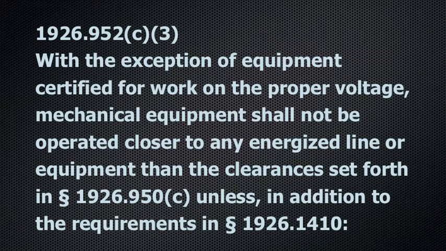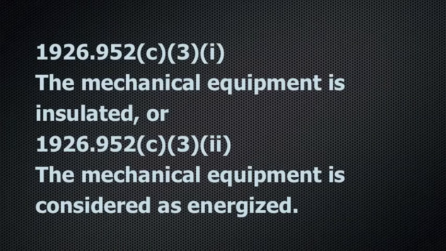Section C3. With the exception of equipment certified for work on the proper voltage, mechanical equipment shall not be operated closer to any energized line or equipment than the clearances set forth in subsection 1926.950C, unless in addition to the requirements in subsection 1926.1410, Section C3.1. The mechanical equipment is insulated, or Section C3.2. The mechanical equipment is considered as energized.